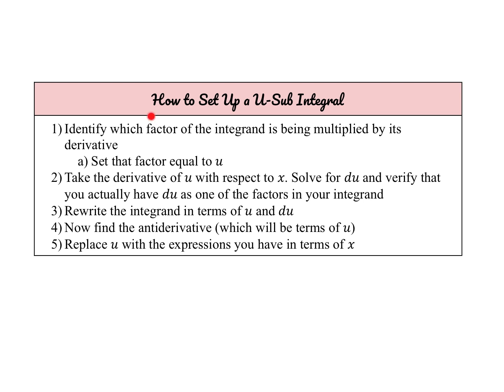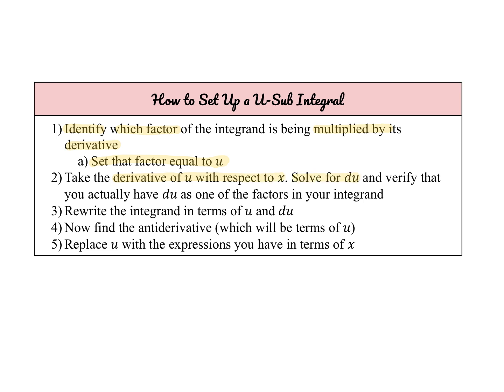So here are the steps written out of how to use U-sub. So first you're going to identify which factor is being multiplied by its derivative. So whichever factor is being multiplied by its derivative, we set that factor equal to U. So that first step is really important. Sometimes it's really obvious what to set U equal to, and sometimes it's not. From there, once you've defined what U is, you're going to actually take the derivative of U with respect to x. So we're going to take du dx, and then we're actually going to solve for du.